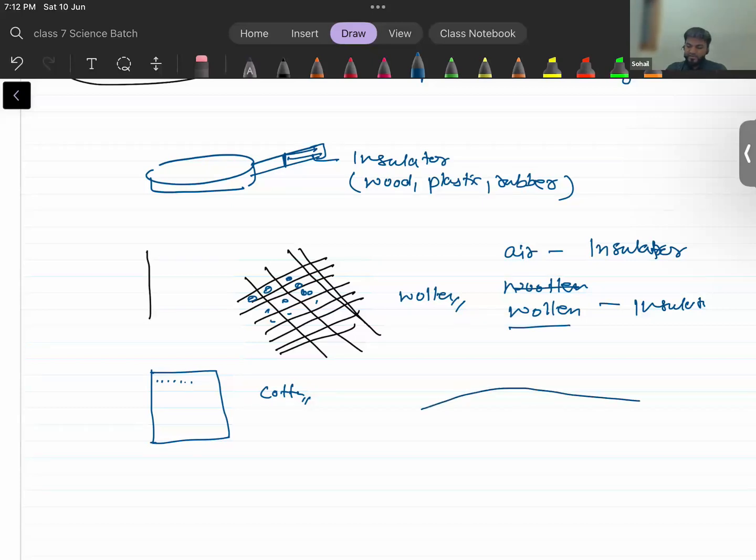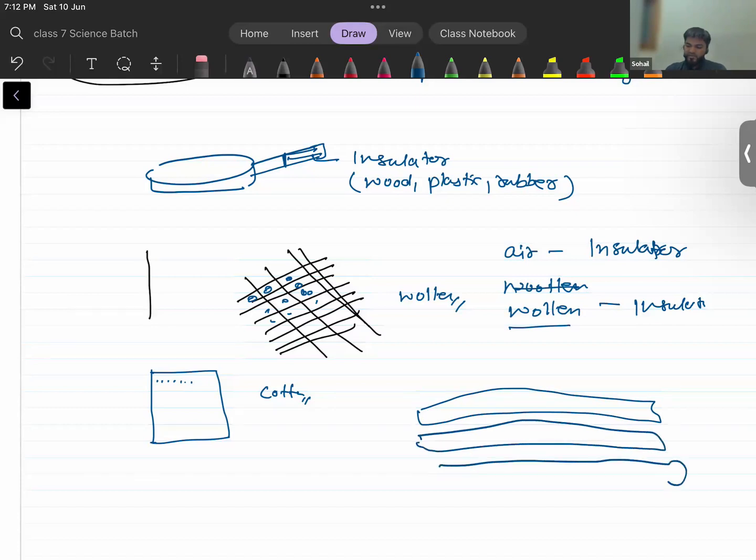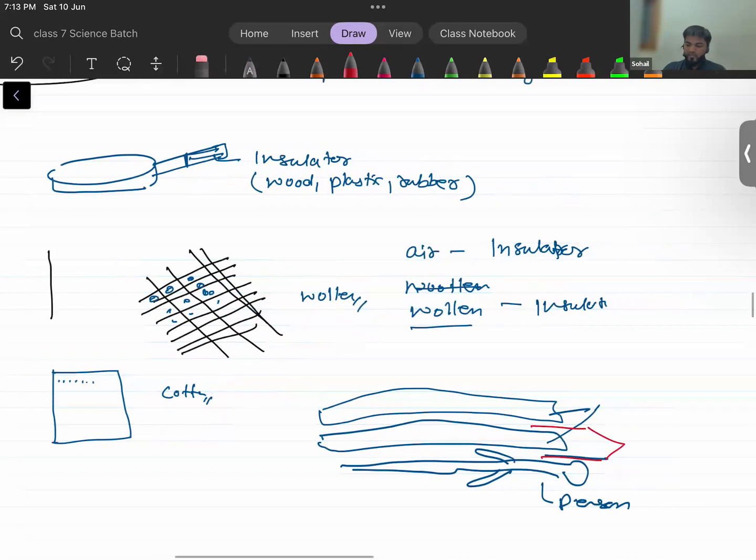Let's say this is the first layer, and this is the second layer of blanket taken by you. And this is the person lying, let's say some person sleeping. So this is the first layer of air, and this is the second layer of air. So two layers of air are trapped between the blankets. So what will happen? It will prevent our body's heat from going away to the cold air more efficiently, and hence will keep us more warm.